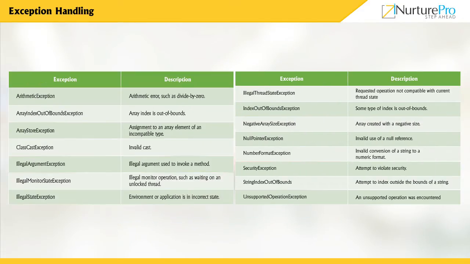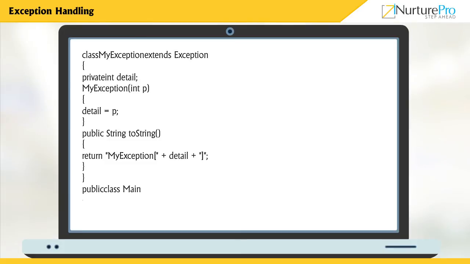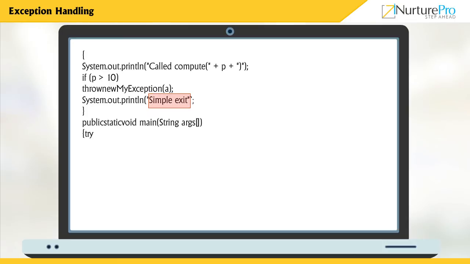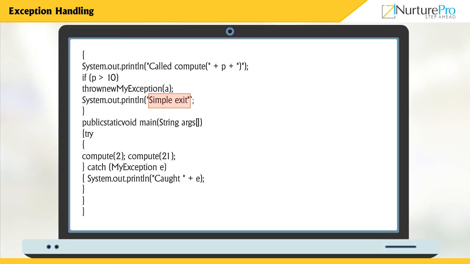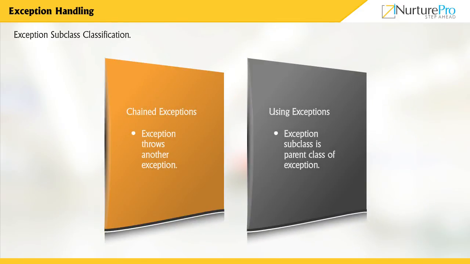Java provides several built-in exception classes under the package java.lang. Generally, the exception is of the runtime exception type. There are 15 built-in exceptions of Java listed in the following table. The following Java program creates a customized exception. The output of the program is simple exit. Creating exception subclasses can be classified into two types: chained exceptions and using exceptions.